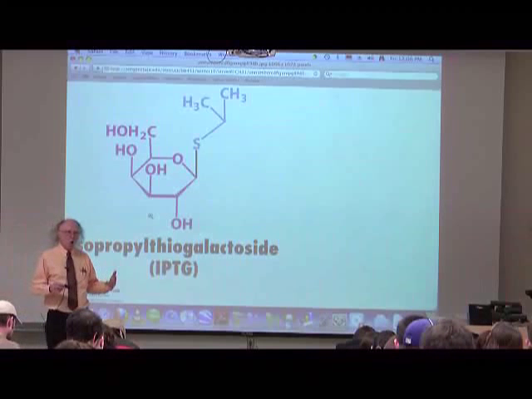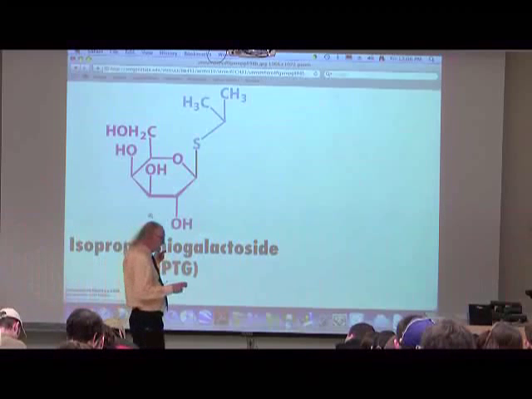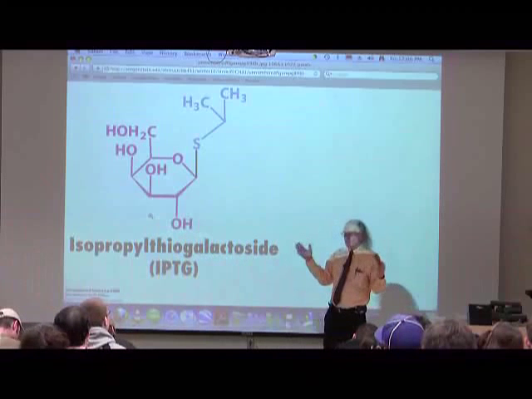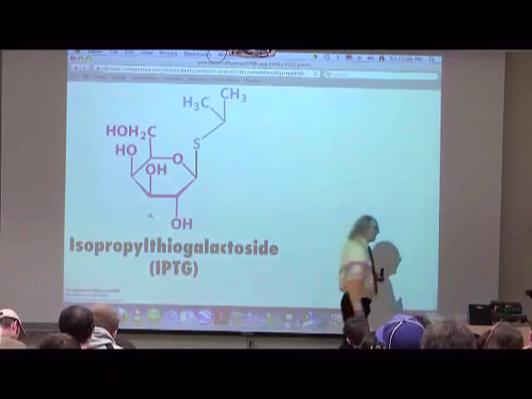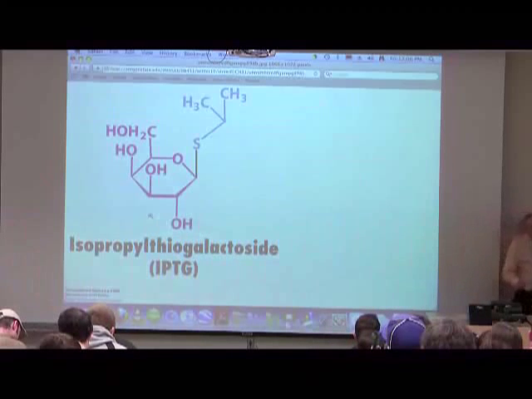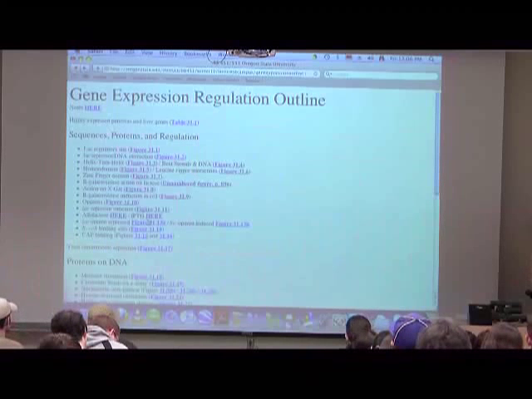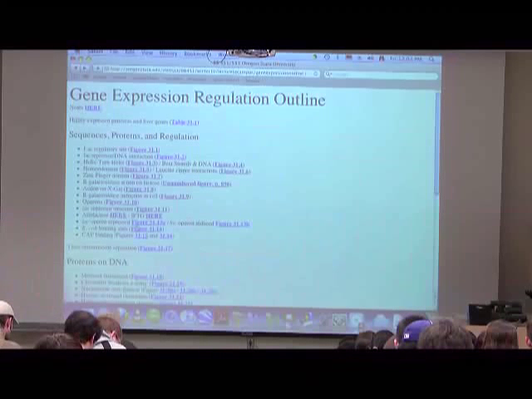And it's almost always bound to the region near the promoter. Okay? That protein is called CAP. CAP stands for cyclic AMP protein. Okay? Cyclic AMP protein.